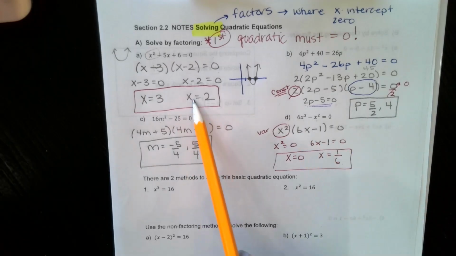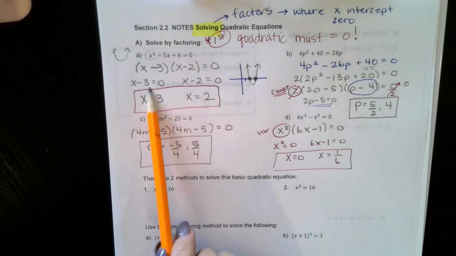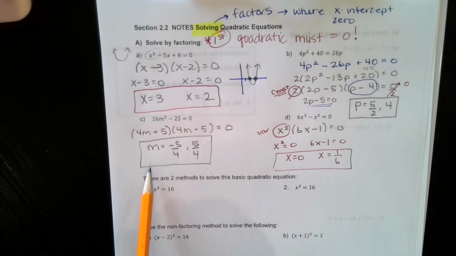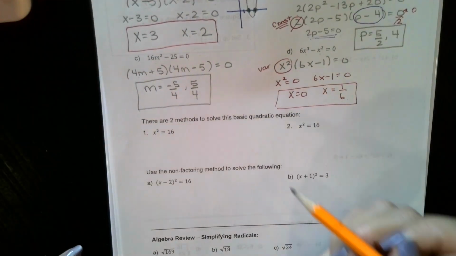So you can write it out as separate x's, which is really a good thing if you're separating them out to solve them, or you can look at it and say, okay, m equals both of these values. And y'all, this m here is not slope. We're using m because we have m here. All right, so two different methods here to solve this basic quadratic equation.